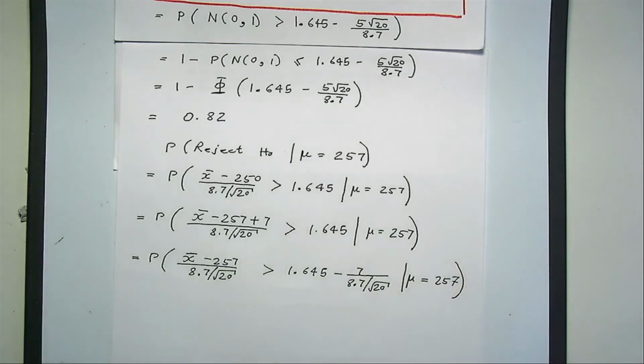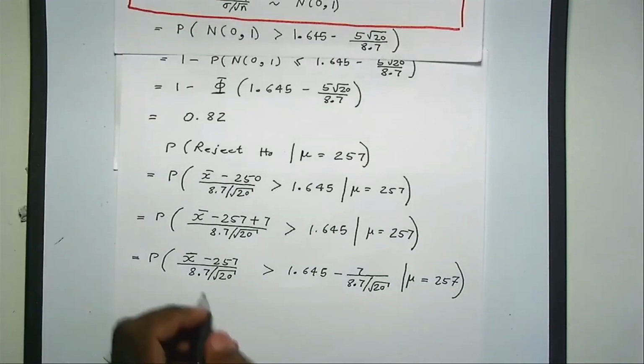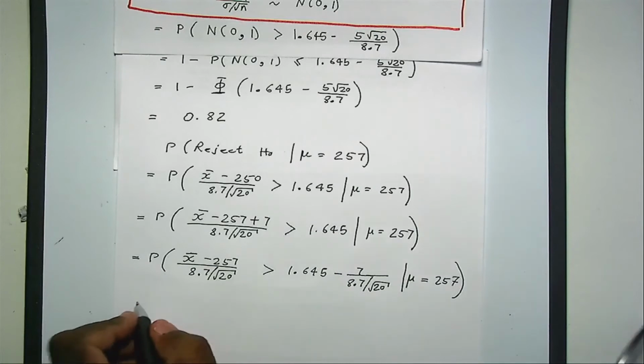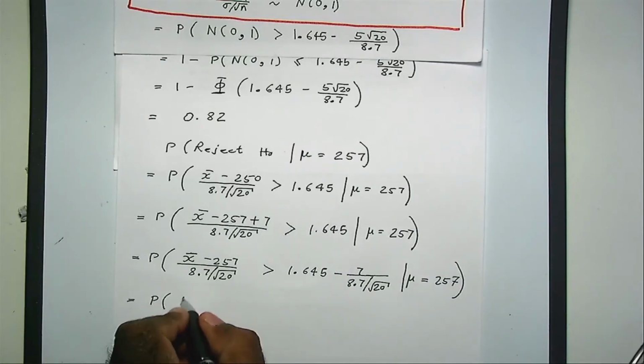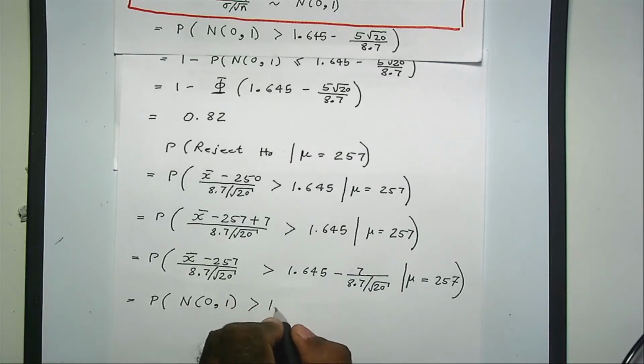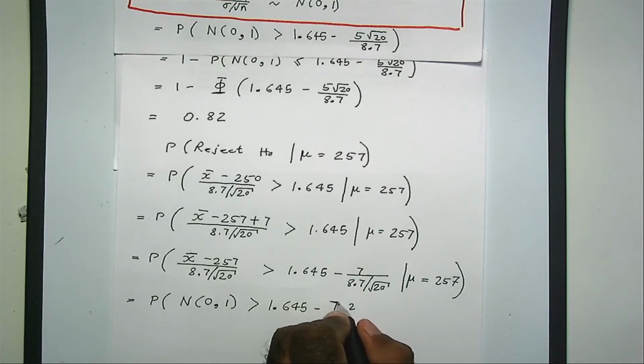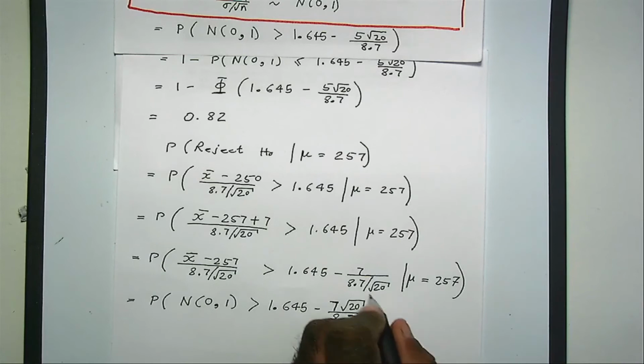Okay. All right. Now, by the property which I just mentioned, by this property, this guy here must have a standard normal distribution. So 7.